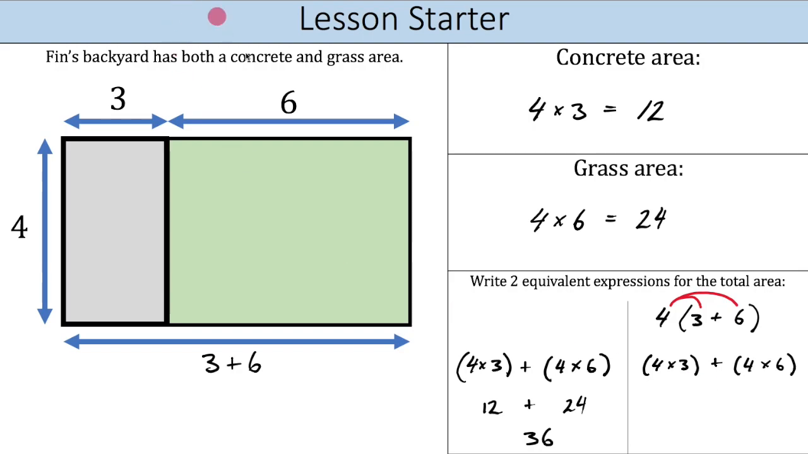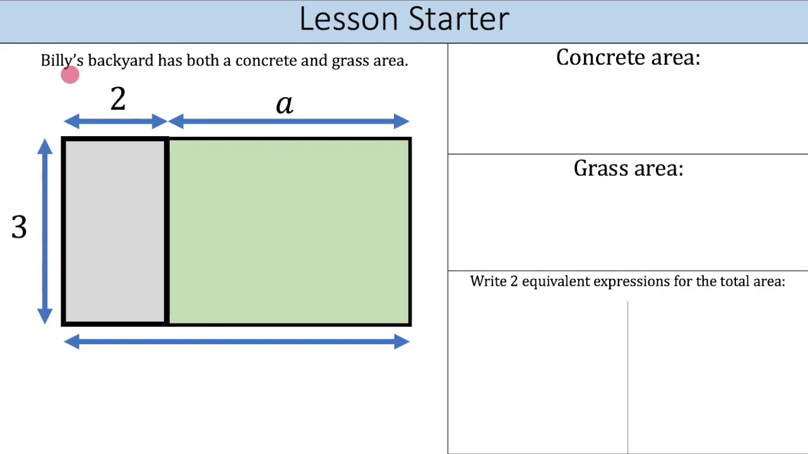Now, as you can see, this and this, they're the same. Now I could go 4 times 3, that's 12, and 4 times 6, that's 24. And if I plus those together, I'm going to get 36. And as you can see, that's the same as what we got on our left-hand side. And that's because they're equivalent expressions. So everything that we've seen on this slide is stuff we've seen before. Let's now introduce our algebra into this.